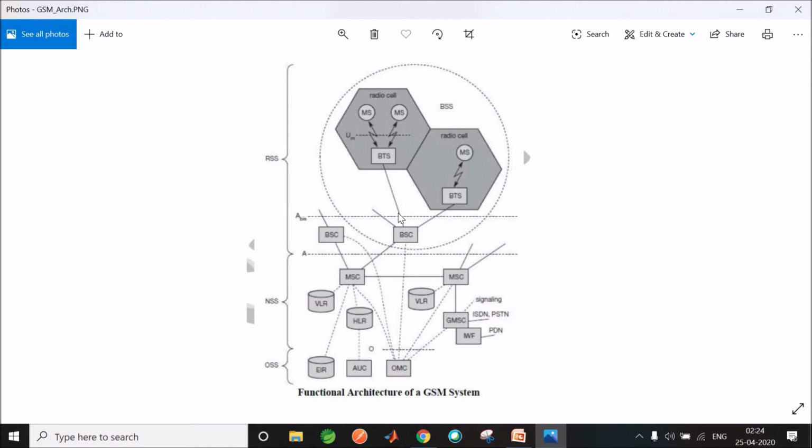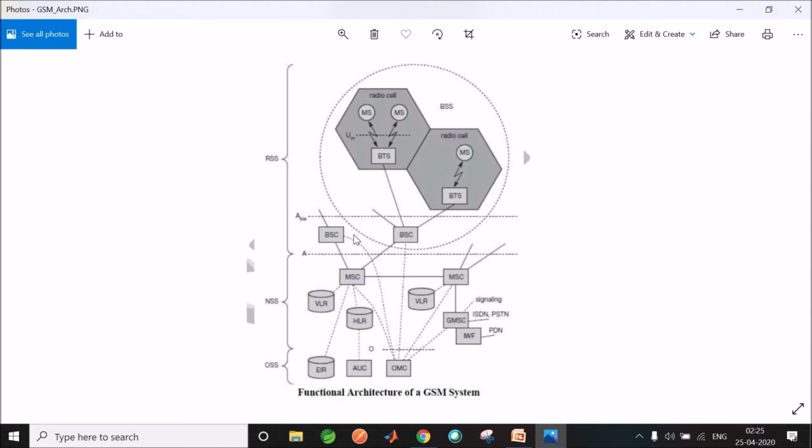This is the component, that's BSC. Every BTS is maintained by BSC. We can think of it as a tree structure. Several BTS are controlled by one BSC. And the entire system of BSC, BTS, MS, or we can say the entire RSS, can also be termed as a BSS, base station subsystem. So what is the role of BSC again? BSC solely controls the BTS.